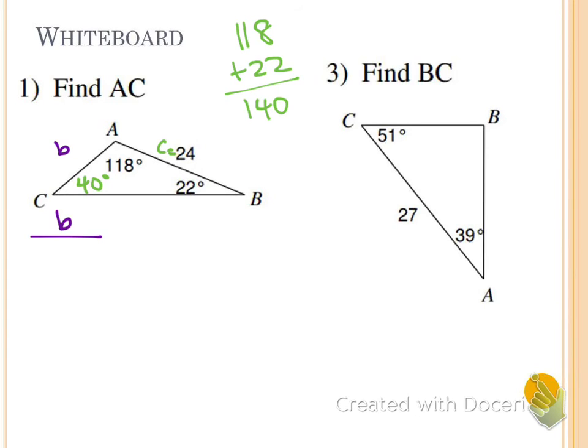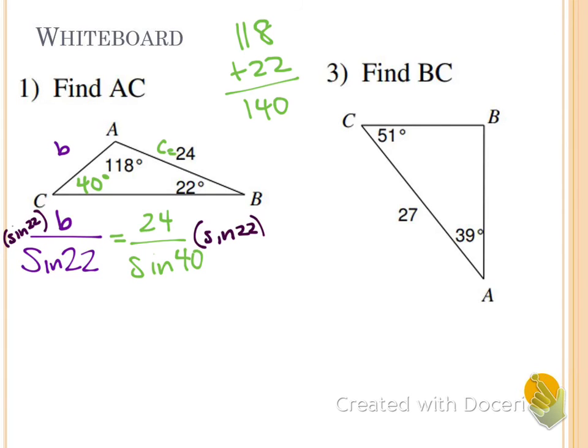So remember, you put what you don't know in the top. So B over sine of 22 will equal side C, which is 24, over sine of angle C, which is 40. You just multiply both sides by sine of 22. Just type it in as you see it. You get 14.